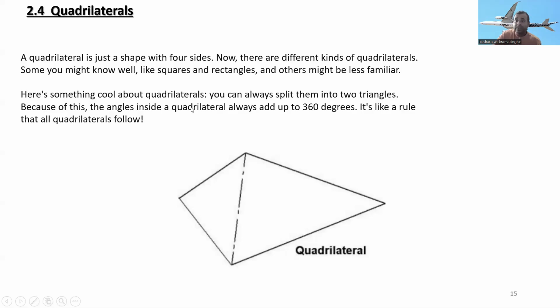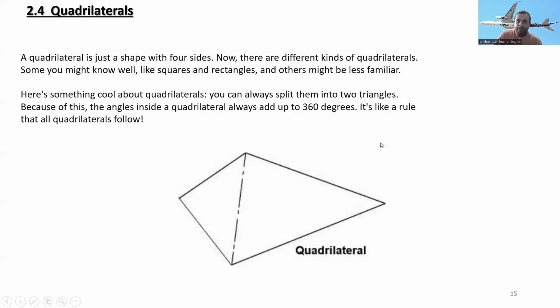So here's something cool about quadrilaterals. You can always split them into 2 triangles. Remember, if you have a quadrilateral, you can always split it into 2 triangles. This is a cool, special thing, right? Because of this, the angles inside the quadrilateral will always add up to 360 degrees. Remember why? A triangle is always 180 degrees, so 2 triangles is 360 degrees. That's why the angles inside a quadrilateral always add up to 360 degrees. It's a rule that all quadrilaterals follow.